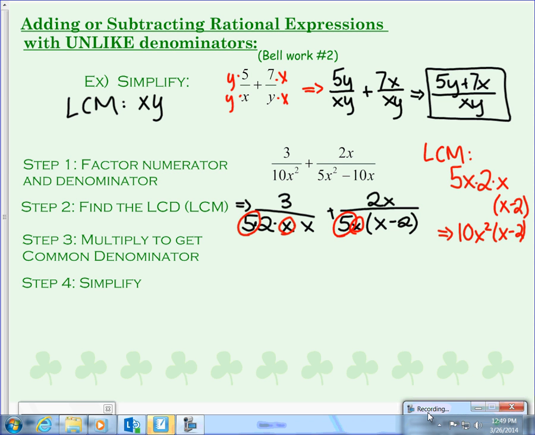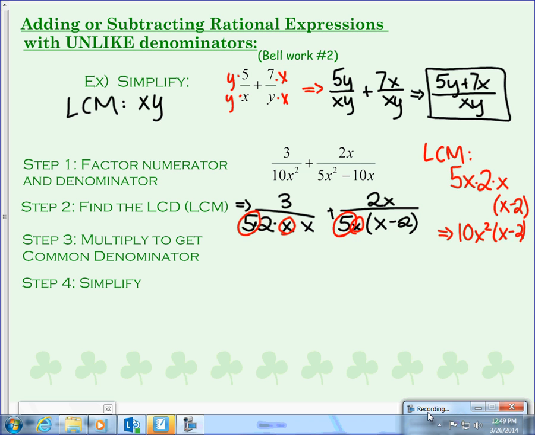After you find the least common multiple, you're going to go through and multiply to get the common denominator. So in other words, you have to ask yourself, what's missing from this first denominator that is in my common denominator that I need? So right now, the first denominator is 10x squared. What is that missing? x minus 2. So that has to be multiplied in the top and in the bottom.